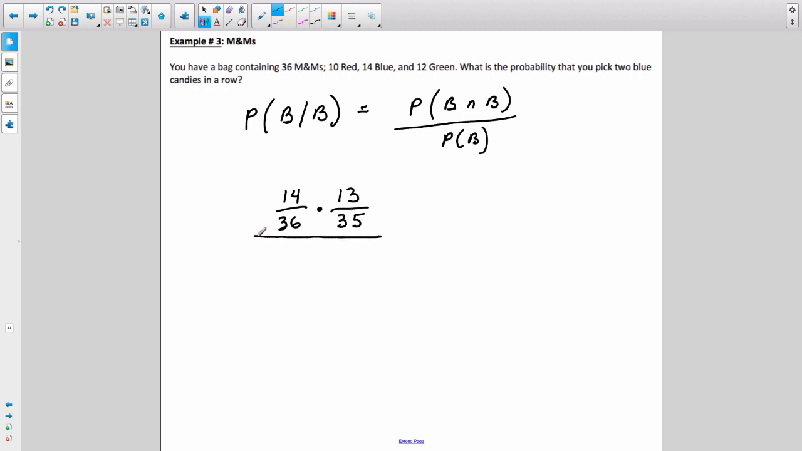Now let's divide that by the probability of blue. Well, just the straight up probability of picking a blue is 14 out of 36. So what happens here is kind of neat. They cancel, and the probability is just very simply 13 out of 35. And the decimal equivalent of that is 0.37.